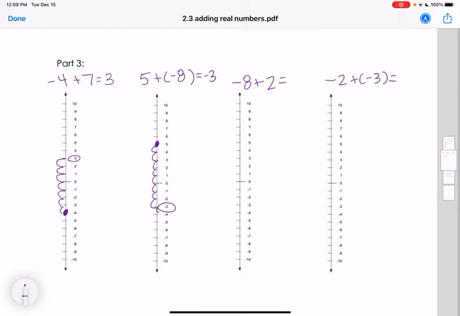All right, so if I am at -8, and then I want to add 2, we would go up 1, 2, and end up at -6. If we are in the next one at -2, and we're adding -3, so take away, so go down negative 1, 2, 3, we are at -5.